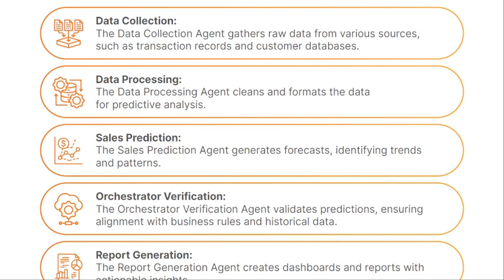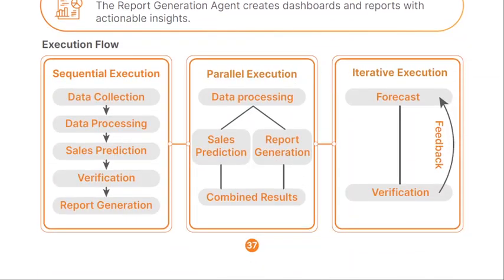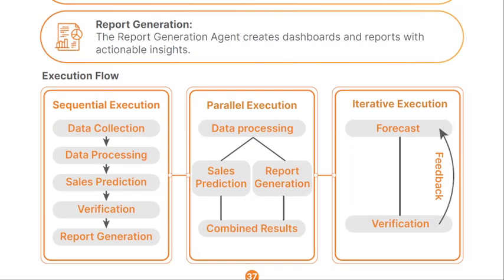The sales prediction agent generates the forecast and identifies trends and patterns. Orchestration verification: the agent validates predictions, ensuring alignment with business rules and historical data. Report generation: the report generation agent creates dashboards and reports with actionable insights.